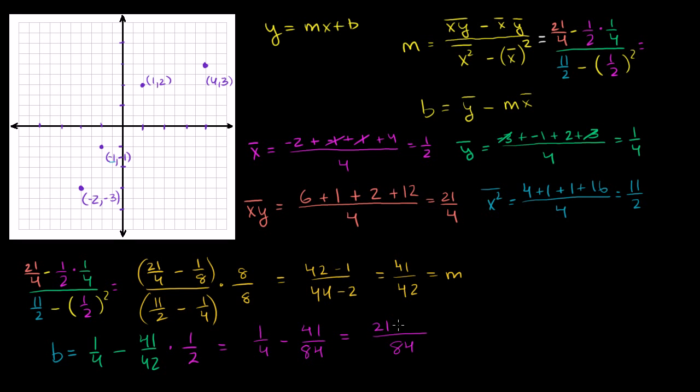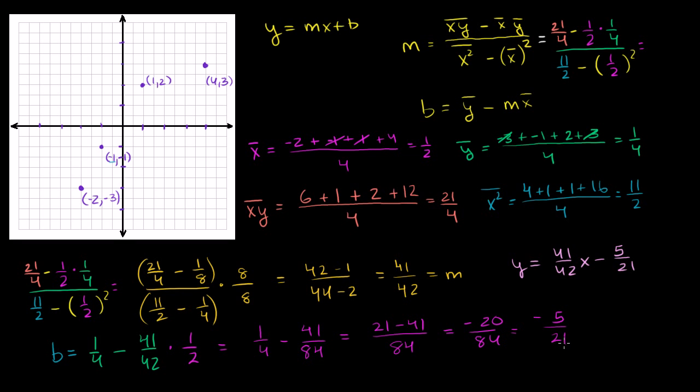So it's going to be 21 minus 41 over 84, which is equal to negative 20 over 84, which is the same thing. They're both divisible by 4. Dividing by 4 gives negative 5 over 21. So our regression line is going to be y is equal to 41 over 42 x minus 5 over 21.